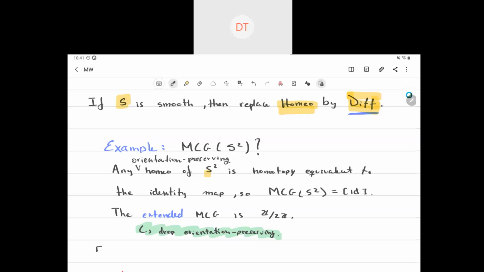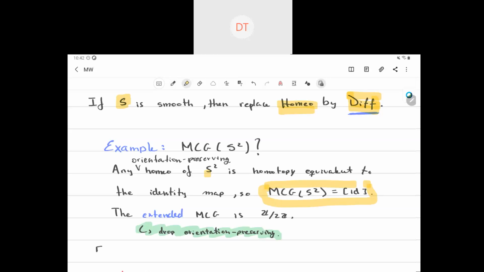So it's basically the class of rotations of S2, and clearly we can find a homotopy to the identity map. So we basically get that the mapping class group is the class of the identity. Okay, so a trivial group.